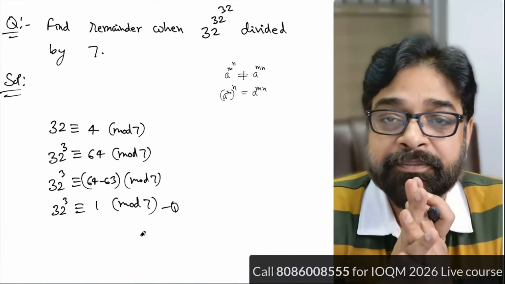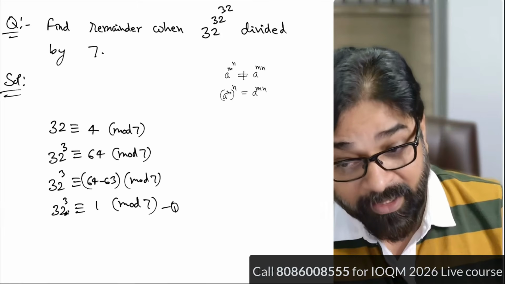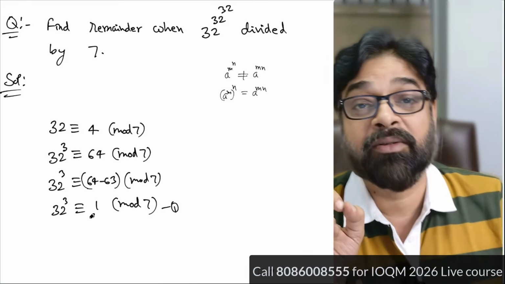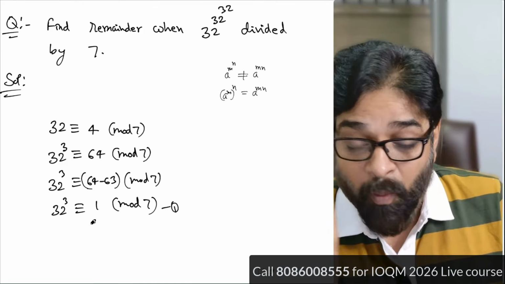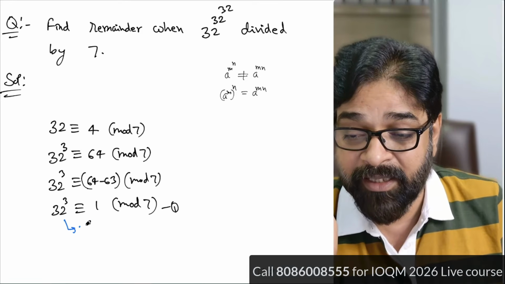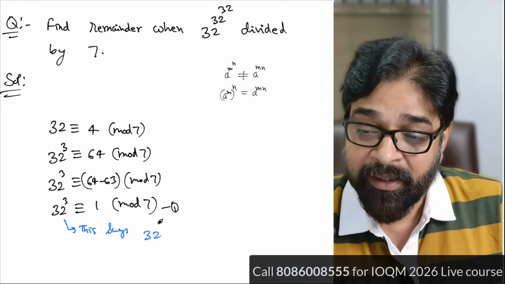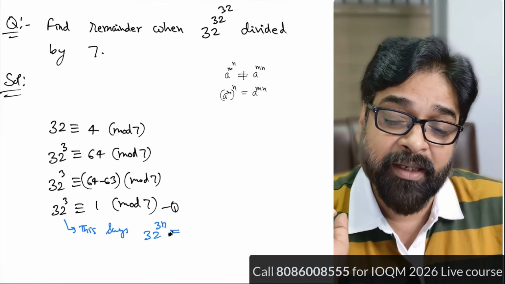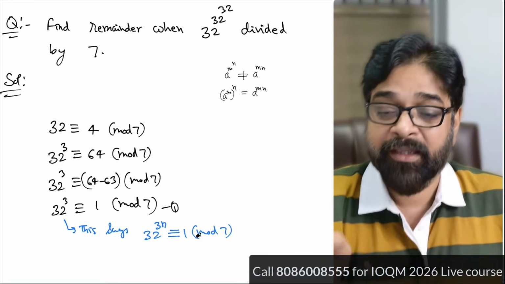Have you understood? Now the question is something else. What it says is, whenever a power that is a multiple of 3 is coming on 32, that will give you remainder 1. Understand the language? This particular thing says that 32 power 3 into some integer n will always give you remainder 1, modulo 7. Because if you put the power n, this will be 1.